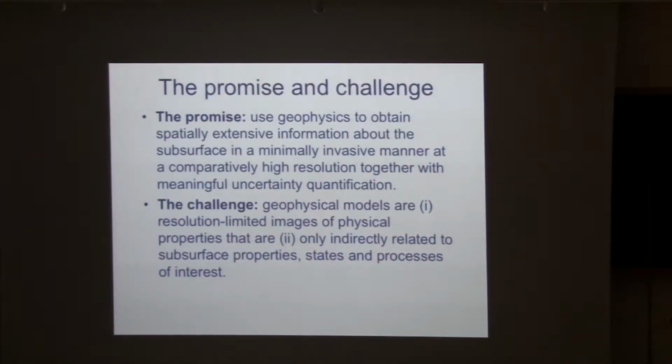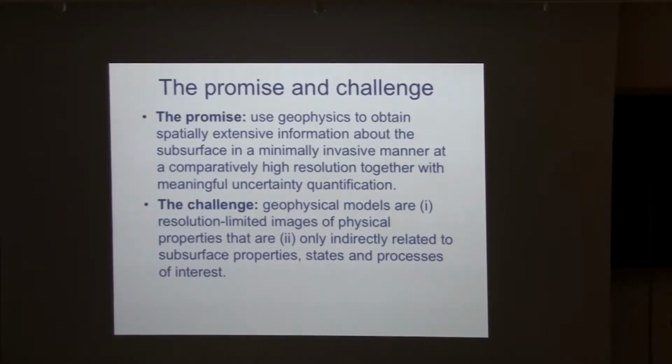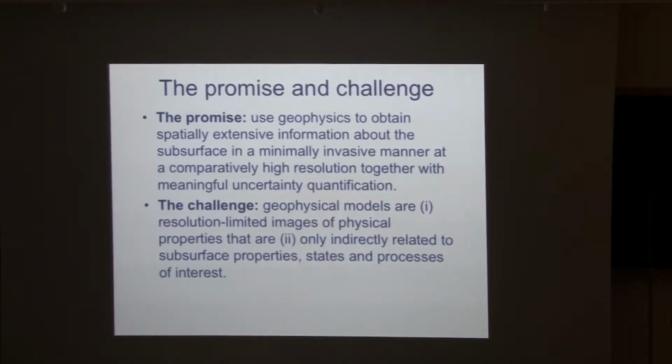So the promise here, to summarize this introduction, is that we want to use geophysics to obtain spatially extensive information. So that means essentially 3D. So we want to be able to have an image of a physical property that is varying with X, Y, and Z, and hopefully also with time, if time plays a role. So in 3 spatial domains, 1 temporal domain. We want to do it in a way that is minimally invasive, so we don't want to affect the system or nature when we do this. It has, of course, to be cost effective.